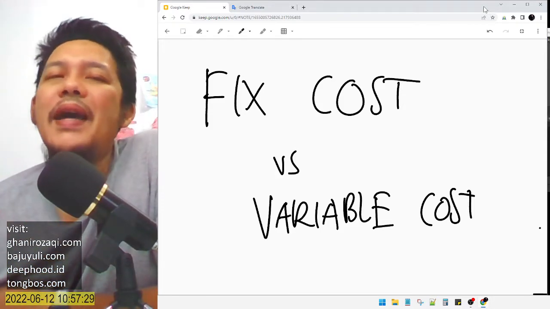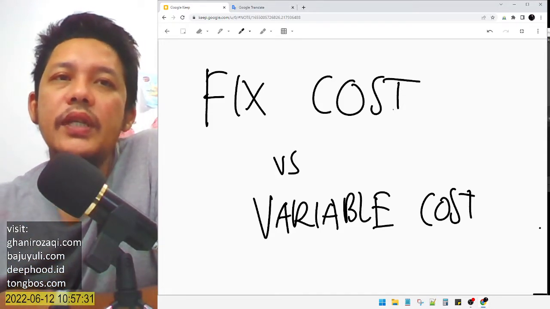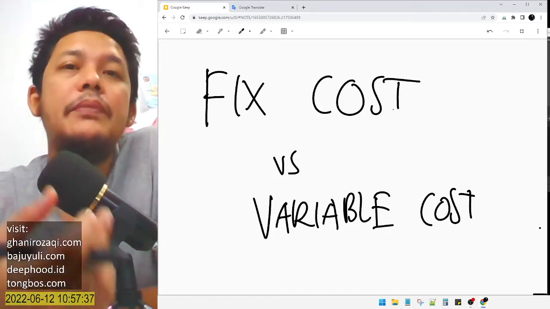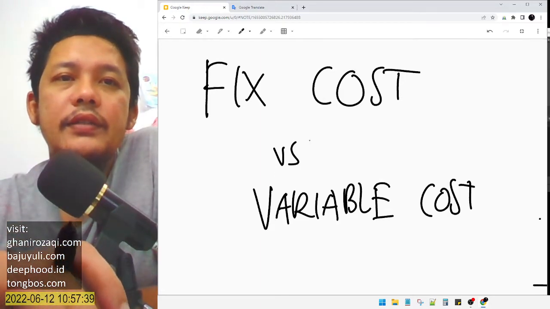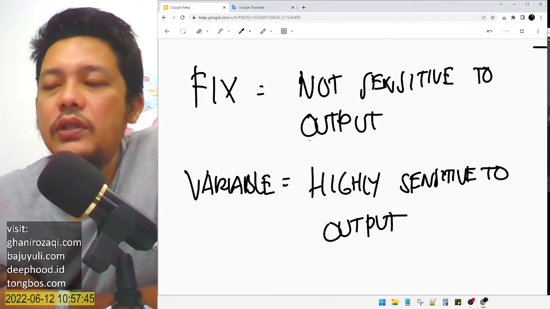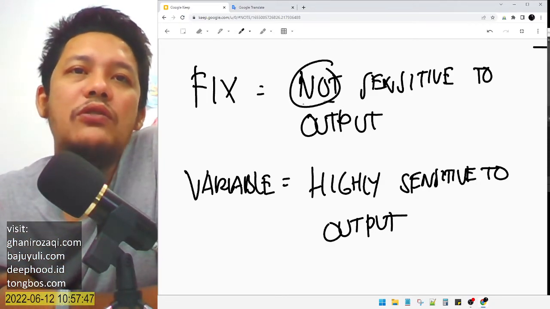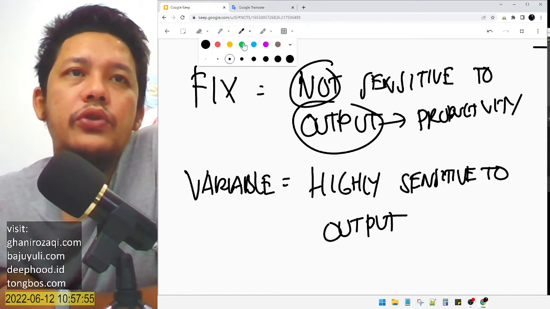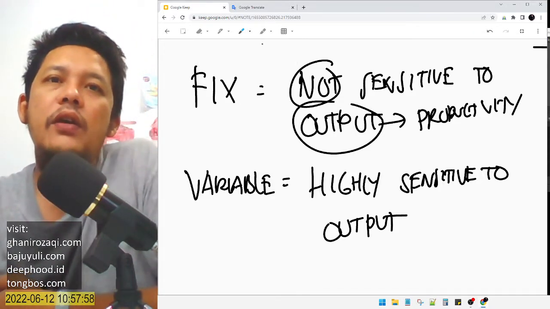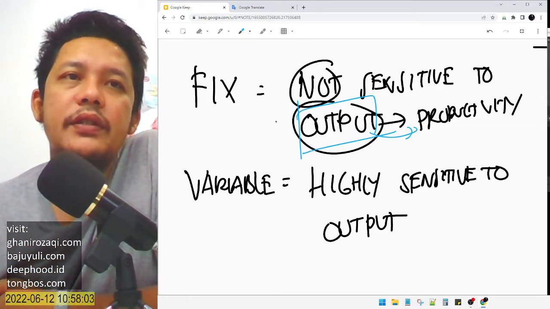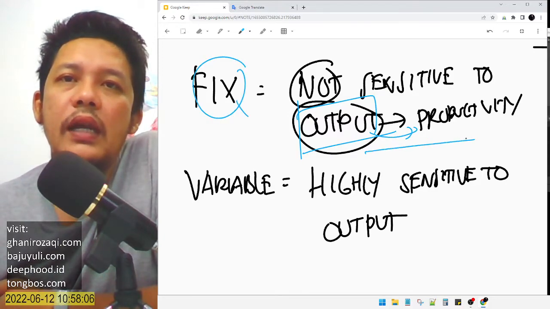Maybe this microeconomics knowledge that you need to know about fixed cost versus variable cost, I'm trying to explain it in a very simple way. Okay, let's get it on. So as it said, fixed cost is not sensitive to output. What is output? Output is the productivity of your company, where you produce a content, a coffee, or bakery, or anything. That's the output. So along the way as output increases, the fixed cost should be stable or linear.